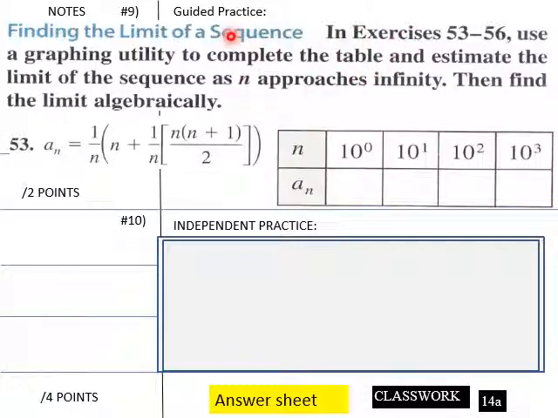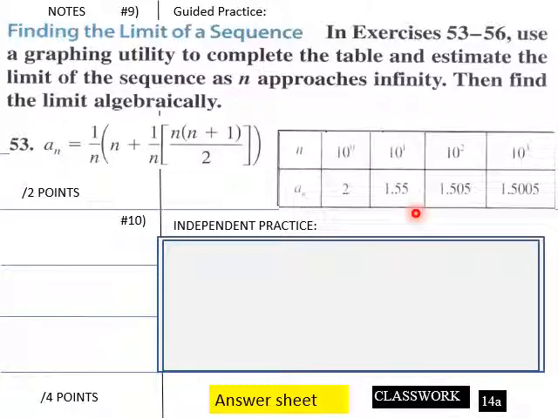So let's try one here. Use a graphing calculator to complete the table. You need to complete that table and estimate the limit of the sequence as n approaches infinity. Then find the limit algebraically. The table would have these values once you put this into your calculator. The rest of it I'm going to let you do, students, and find the limit algebraically.